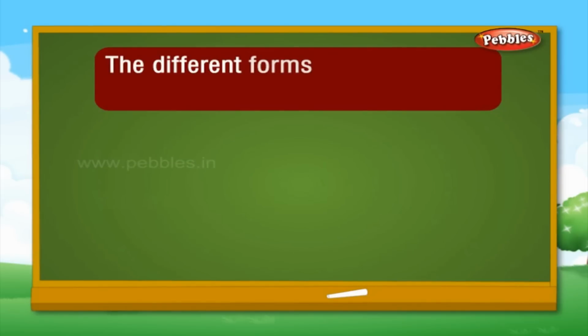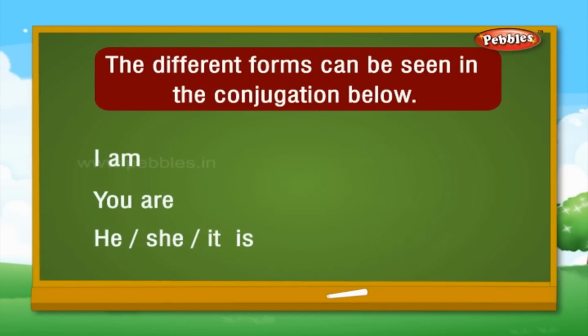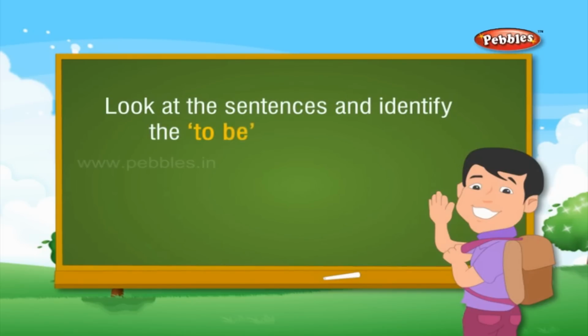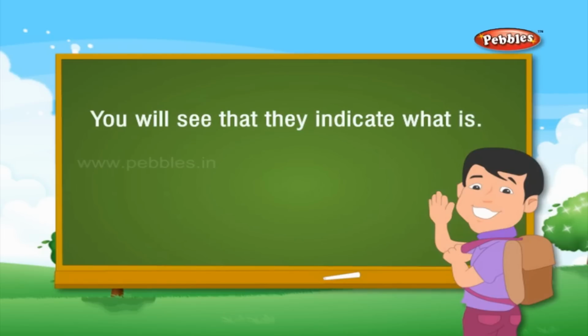The different forms can be seen in the conjugation below. I am. You are. He, she, it is. We are. You are. They are. Look at the sentences and identify the to be verbs in them. You will see that they indicate what is.